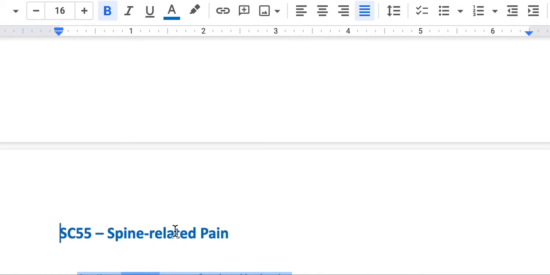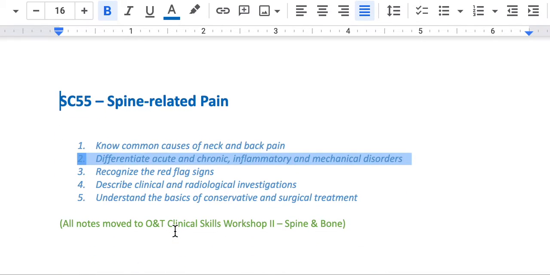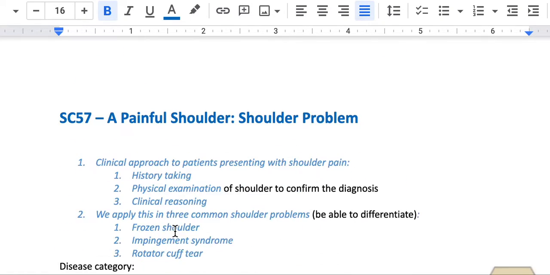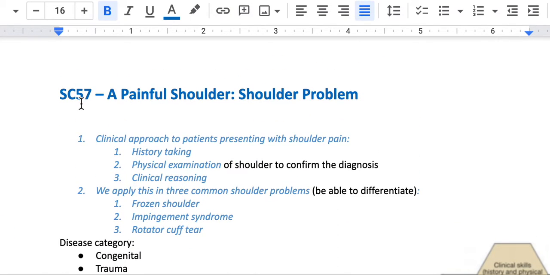Spine-related pain. 1. Know common causes of neck and back pain to differentiate acute and chronic, inflammatory and mechanical disorders. 3. Recognize the red flag signs. 4. Describe clinical and radiological investigations. 5. Understand the basics of conservative and surgical treatment. All notes move to ONT Clinical Skills Workshop 2. Spine and bone.